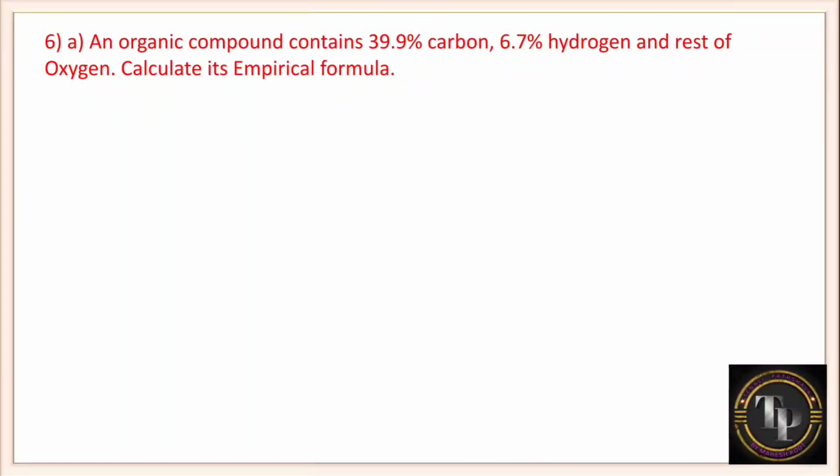Question number 6. An organic compound contains 39.9% of carbon, 6.7% of hydrogen and the rest oxygen. Calculate its empirical formula, they are asking. Again the same type of question. So I have solved it here.